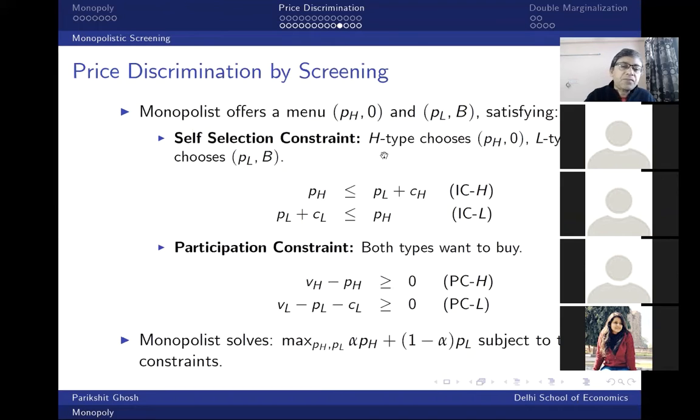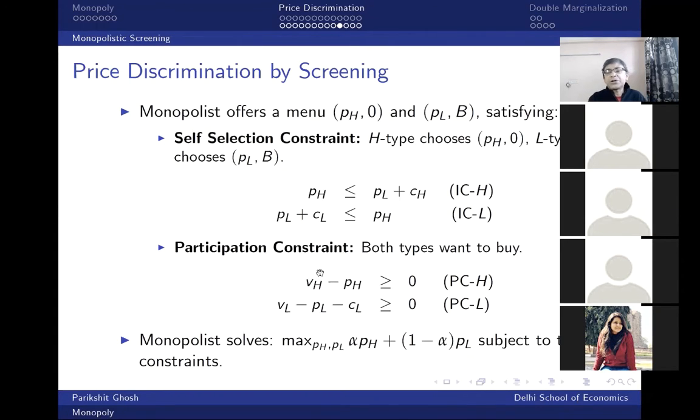And what the seller will try to do is create these two options in a way so that the high value customers choose the first option and low value budget conscious customers choose the second option. Otherwise, there's no point. If both are going to choose one of the two options, then the other option becomes redundant and plays no role. So to guarantee that, these two self-selection constraints have to be satisfied, right? High value type should find this more attractive. The low value type should find that other option more attractive.